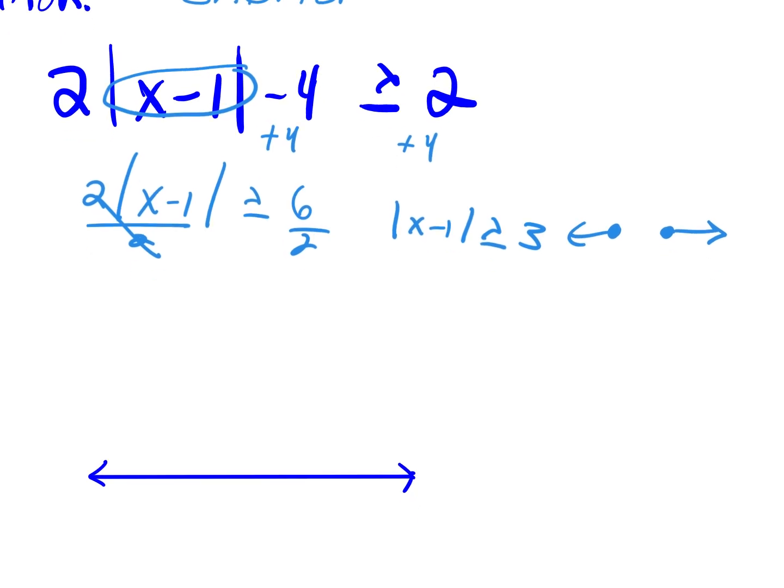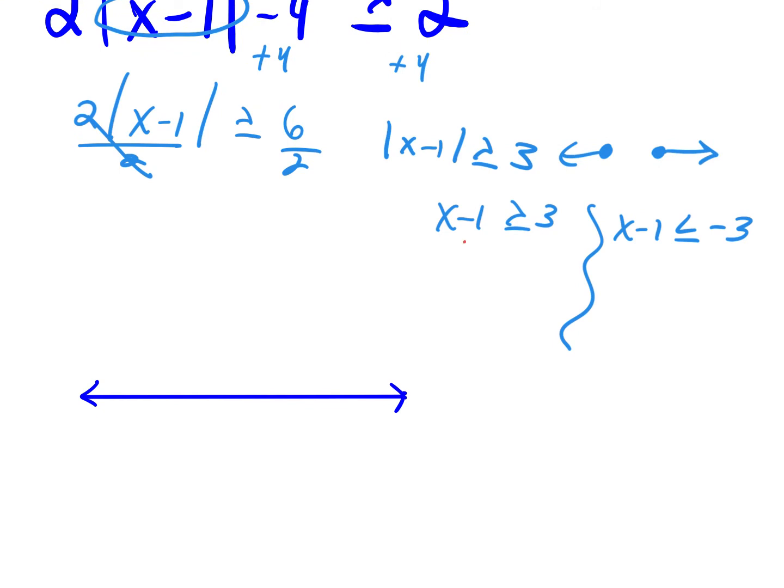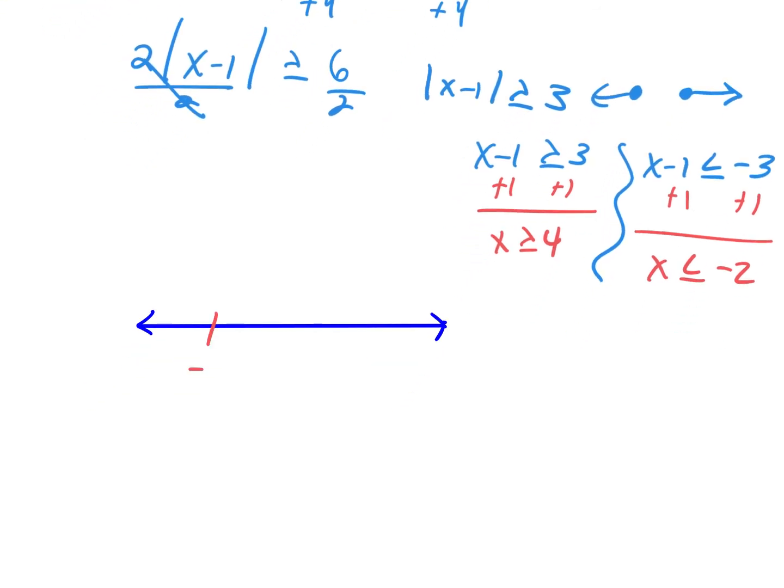So now let's set up our two inequalities. x minus 1 is greater than or equal to 3, or x minus 1 is less than or equal to negative 3. We flip the inequality sign and the sign of your answer. So add 1: x is greater than or equal to 4, add 1: x is less than or equal to negative 2, correct? So I have negative 2, 0, and 4.